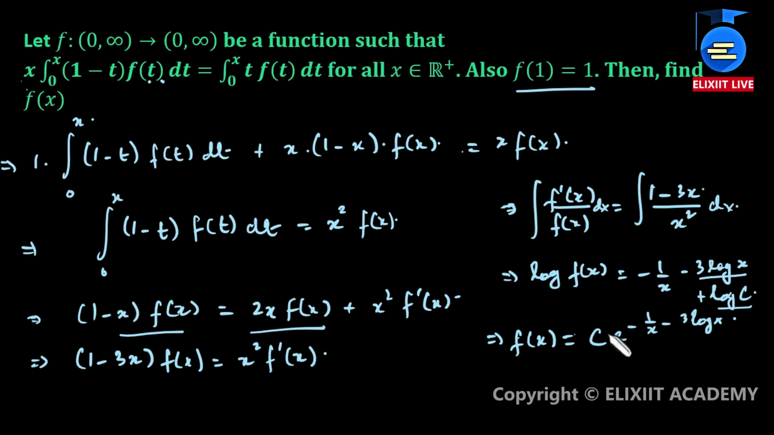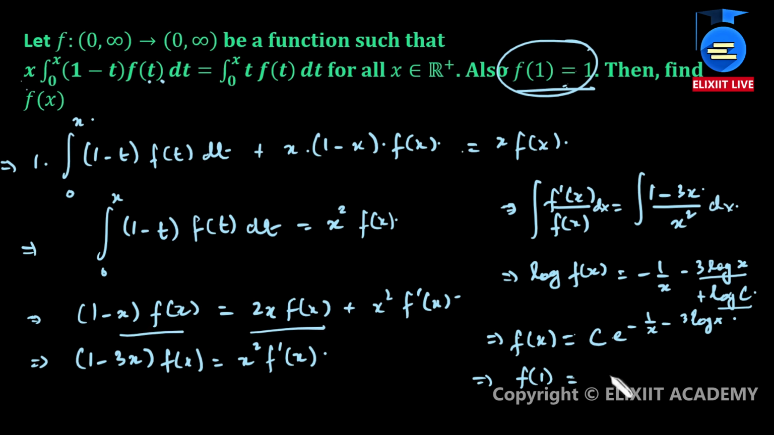Clear? Now we need to remove this arbitrary constant from here. We need to find the exact value of this c. For this, the information given is f(1) equals 1. Whenever this information is given, we use it to remove the arbitrary constant. This means x equals 1 and y equals 1. The value of f(x) is given to be 1 when x equals 1. So you put x equals 1 and y equals 1, and you get the result from here.